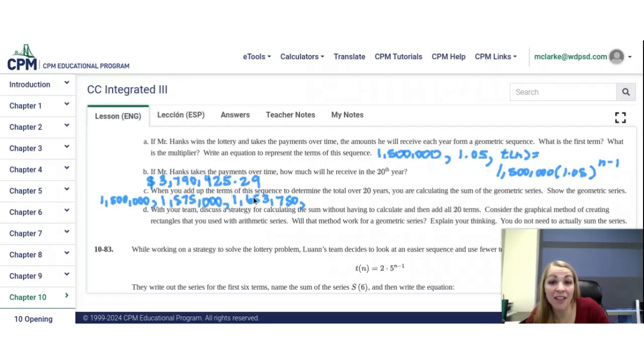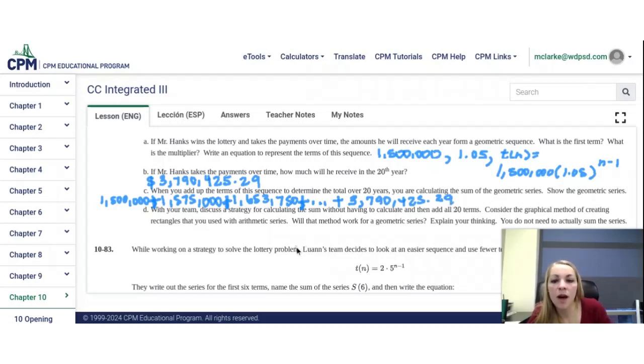It says you want to add the terms in the sequence, show the geometric series. So I'm accidentally writing a sequence instead of a series. So I do apologize. These should all be plus signs because I'm writing the series, not the sequence. Okay, so change those to plus signs, plus, and then you need your last term. And that's what we generated right here by plugging in 20 for n. So that's that 3,790,425.29.